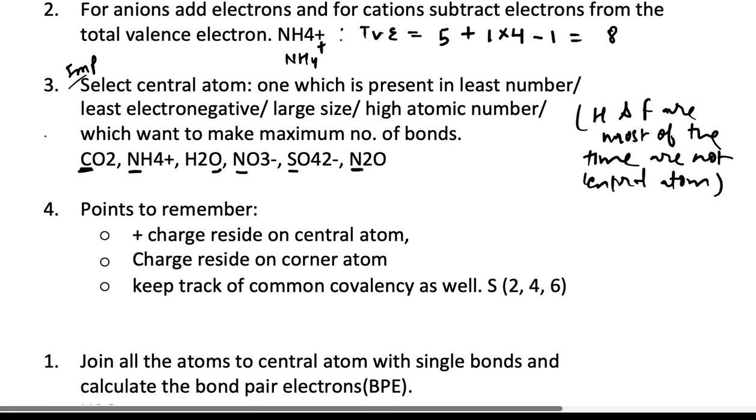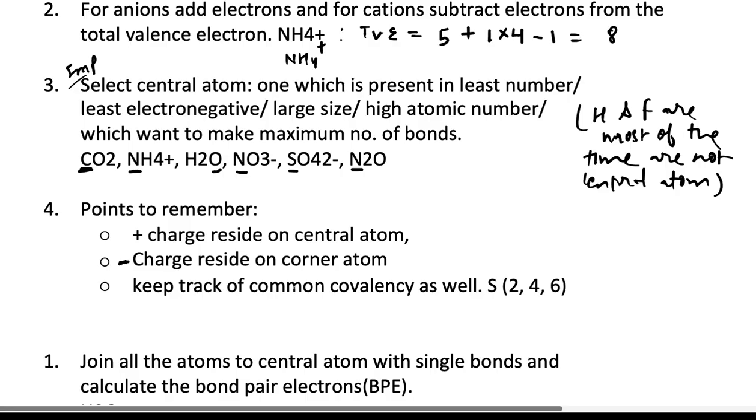Then the fourth point says that we have seen certain molecules which have a positive charge and also others which have a negative charge, right? The positive charge always resides on the central atom. When we are drawing the structure, you will realize the central atom has the positive charge, and if there are negative charges, then the negative charge resides on the corner atom. I'll explain it with the help of an example later on, but as of now, just remember this.